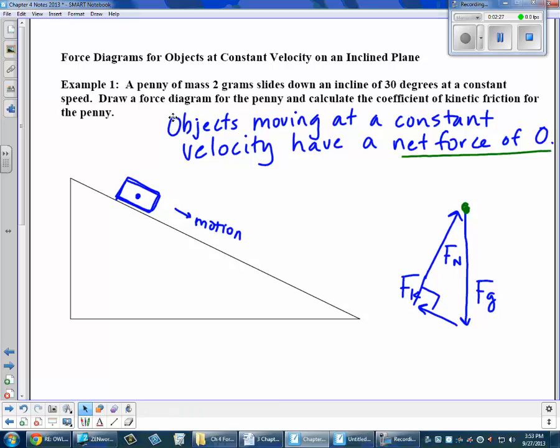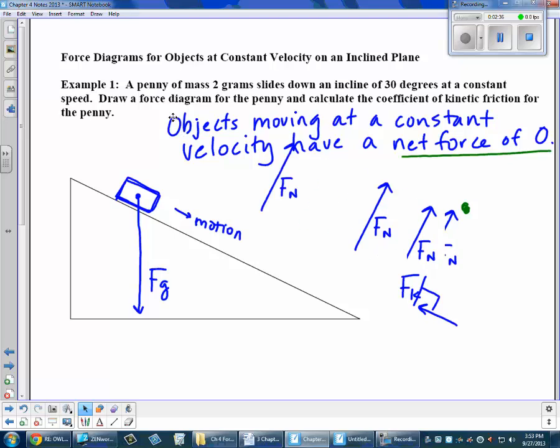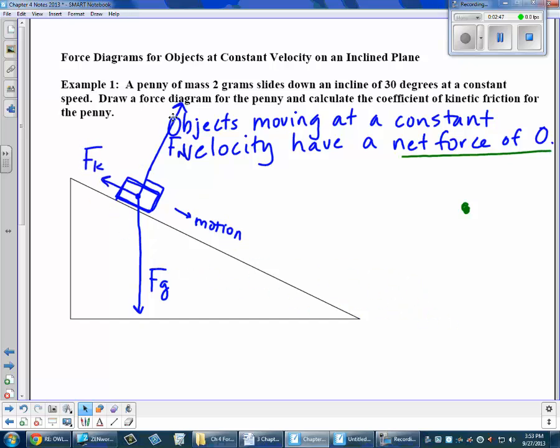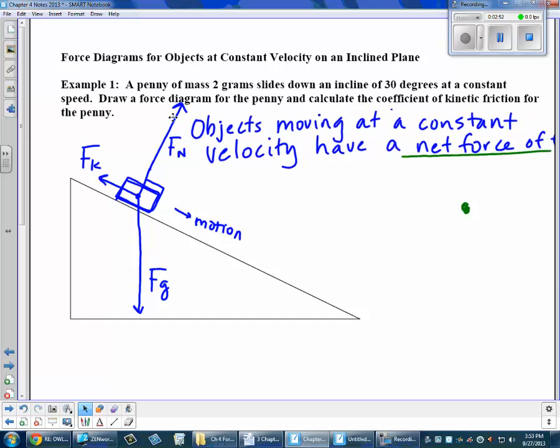Now you've seen how even I, who have a lot of experience drawing these force diagrams, had a tough time drawing the normal force exactly the right length. Sometimes what we do to make it easier for ourselves is we draw in the components of FG. Now we have to be a little bit careful with this, because the College Board does not like you to do this.